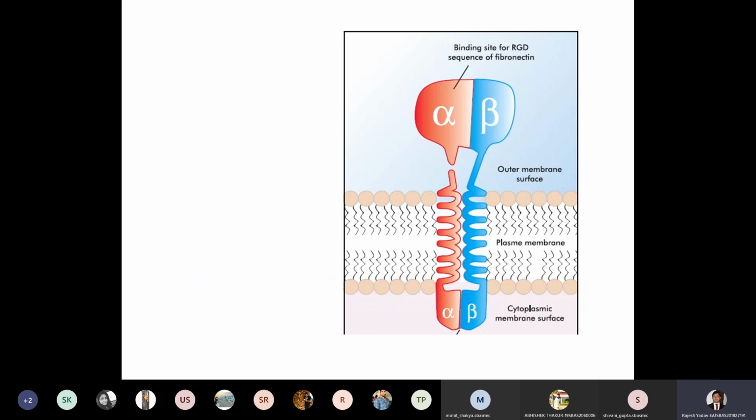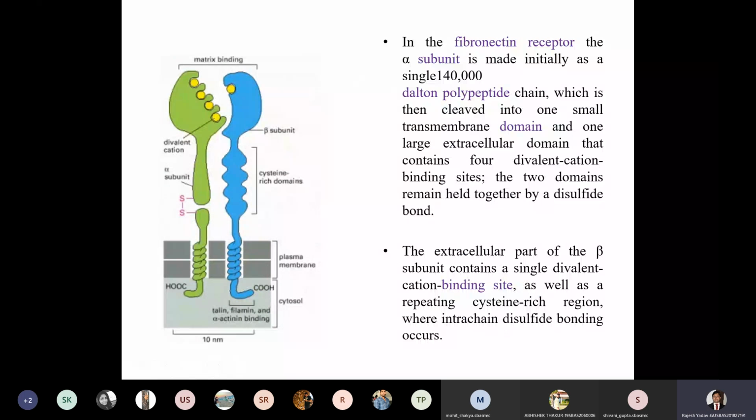So this is the structure of one common integrin. This is the alpha unit and this is the beta unit, and it is present in the membrane. It has a spring-like structure, and here is a disulfide bond. We can show another structure here. This is one of the integrins, the fibronectin receptor. That means the integrin binds with fibronectin, so you can say that it is a fibronectin type of integrin.